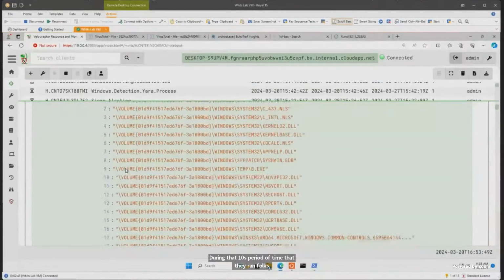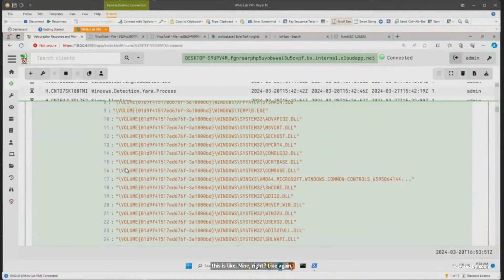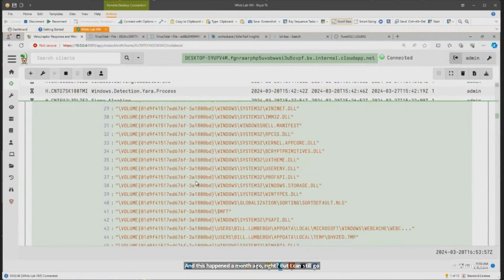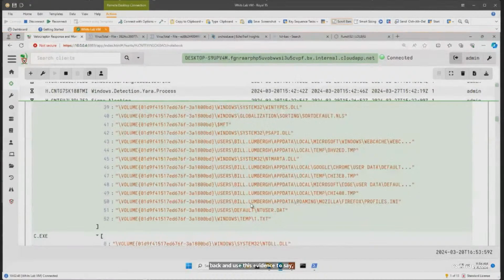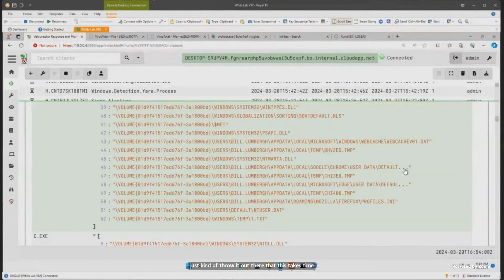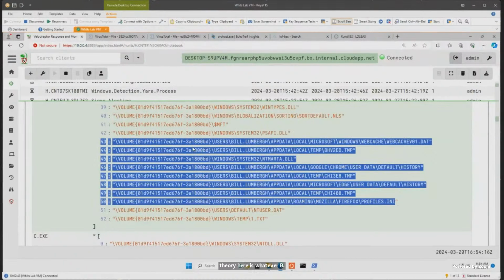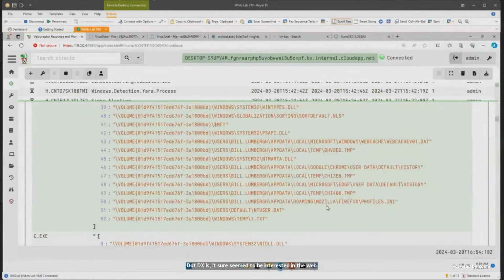Again, using forensic data to answer the question of what happened. And this happened a month ago, right? But I can still go back and use this evidence to say, okay, this b.exe, what was it likely doing, right? And folks, let me just throw it out there that this takes time, and it takes a deep understanding of some of these things. But what I could start to put together as a theory here is whatever b.exe is, it sure seemed to be interested in the web browser history of multiple browsers on this system.